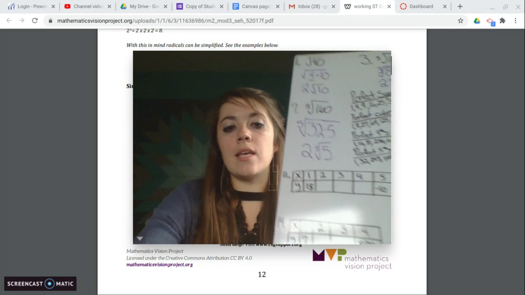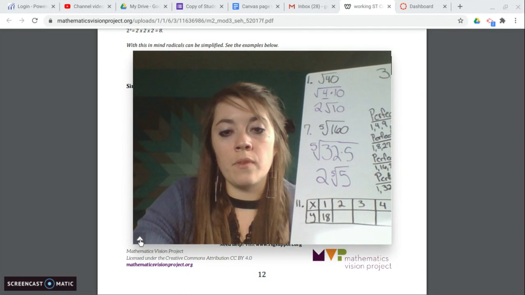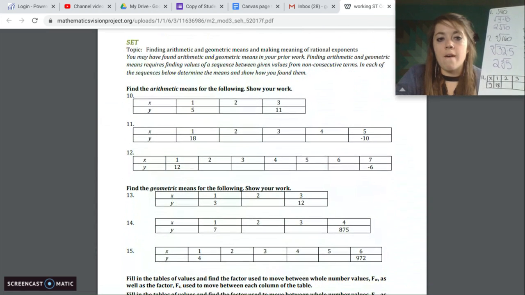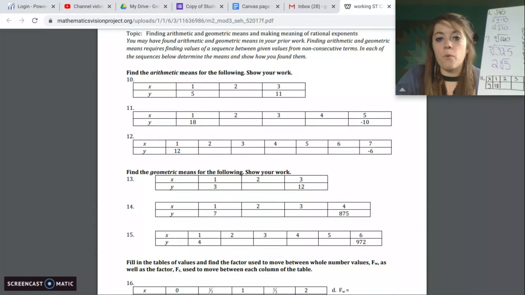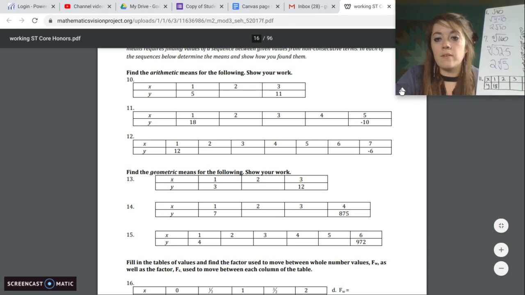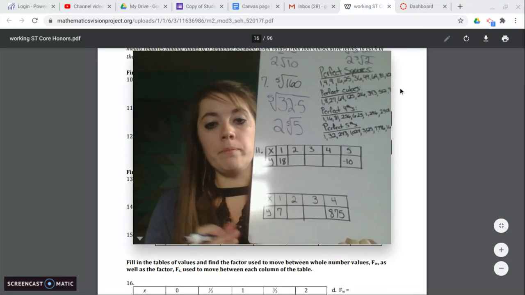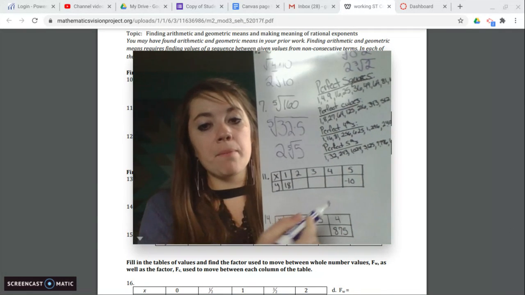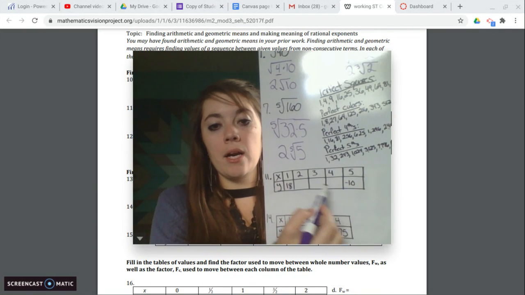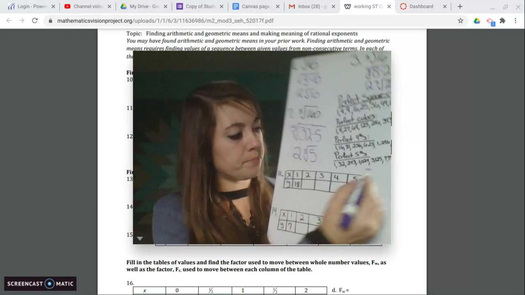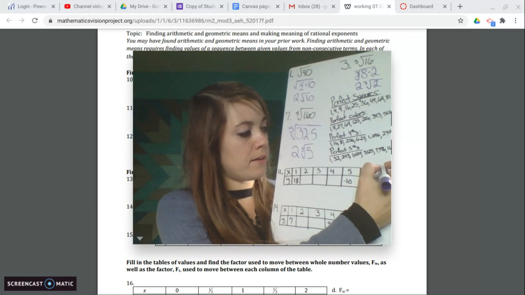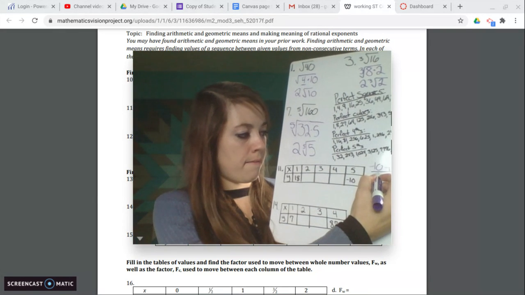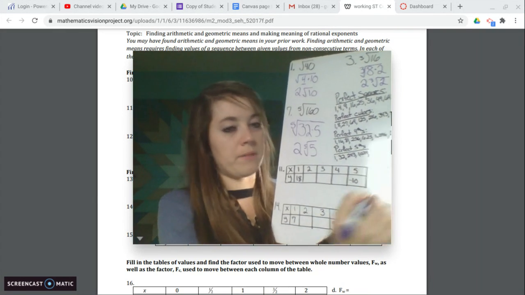All right, the next thing we're going to look at is finding the arithmetic means for the following. So we've done problems like these before. So we're going to look at 11. For an arithmetic mean, we take the last number minus the first number. So negative 10 minus 18 over 5 minus 1.